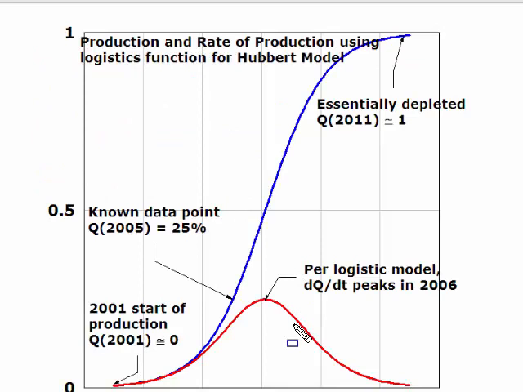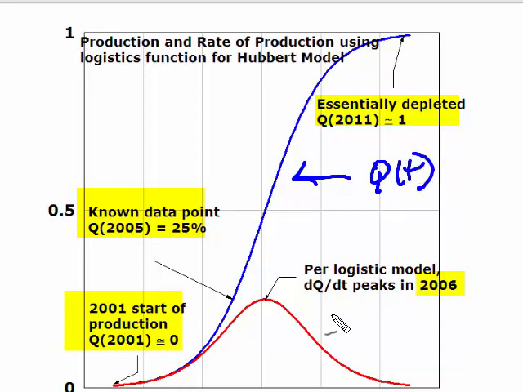And here's my prediction, and it looks just like a Hubbert model. Here was the one data point. Here was the start time, and I was able to fit a value to that saying it was essentially 0 but not exactly 0 at that point. The model predicts a peak around 2006, and at this point, 2011, it's essentially depleted. I used the logistics function for Q of t, which is the amount produced, and took the derivative, which is easy to take with the logistics function, for the rate of production.